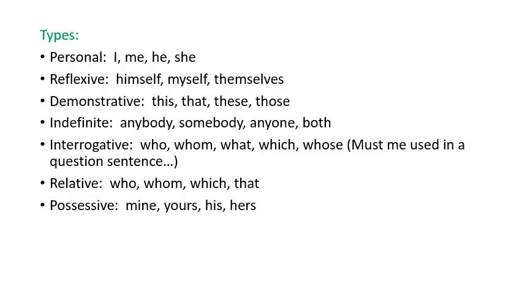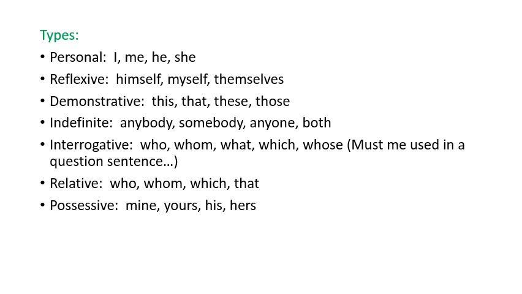The types of pronouns. We find the personal pronouns, something like I, me, he or she. We find reflexive pronouns, himself, myself, themselves. Demonstrative, this book, that book, these books, those books. We find indefinite, words like anybody, somebody, anyone, both. We find interrogative, but here it must be used in a question sentence. Sorry for the spelling error. Who, whom, what, which, whose.